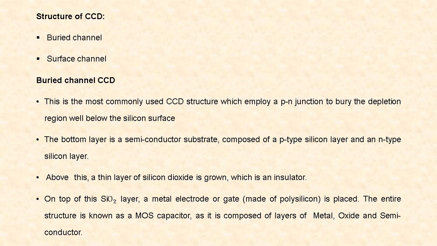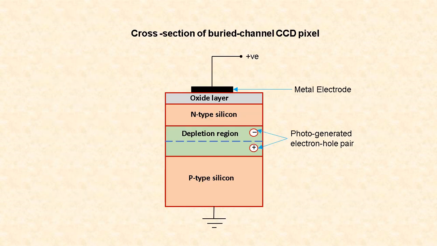Above this substrate, a thin layer of silicon dioxide is grown, which is an insulator. On top of this silicon dioxide layer, a metal electrode or gate made of polysilicon is placed. This entire structure is known as metal oxide semiconductor capacitor because it is composed of layers of metal, oxide and semiconductor. This is the cross section of buried channel CCD pixel.